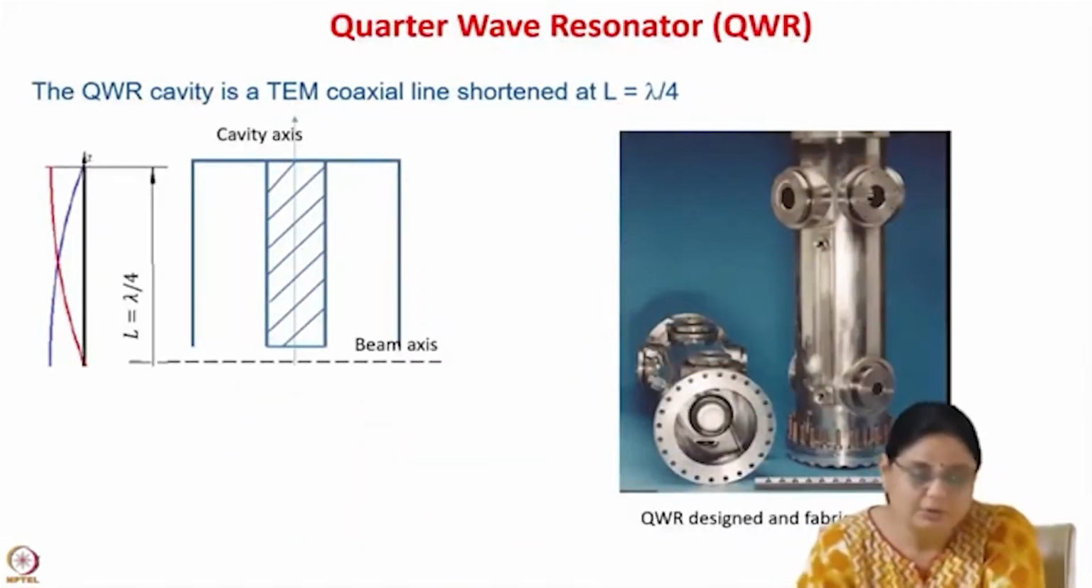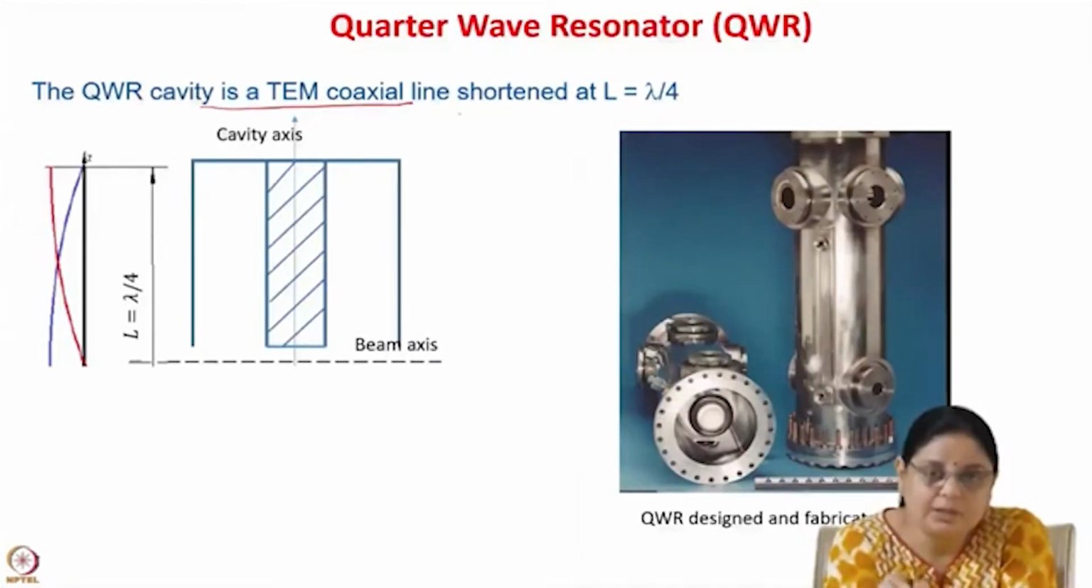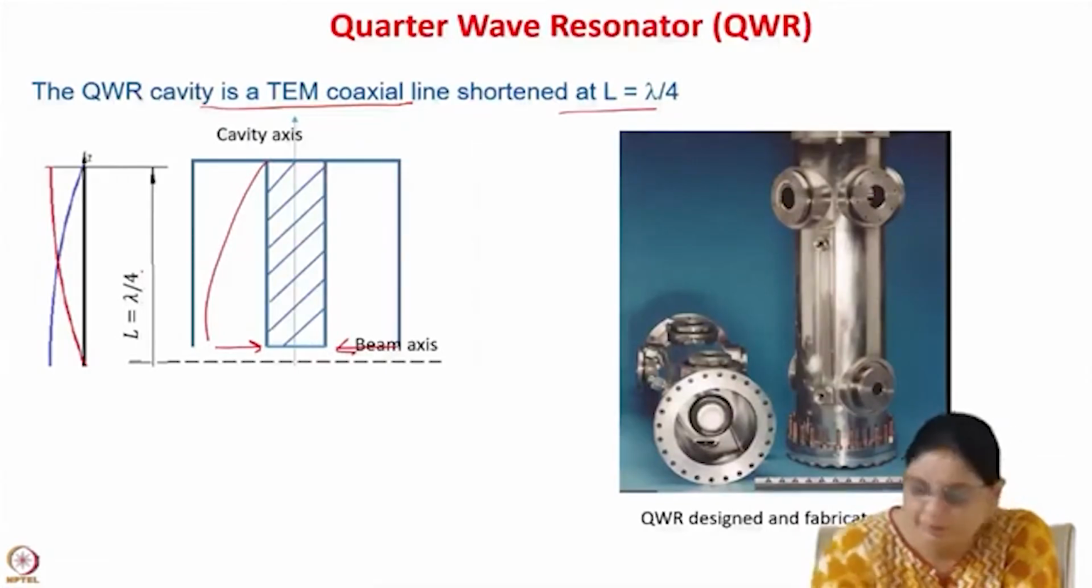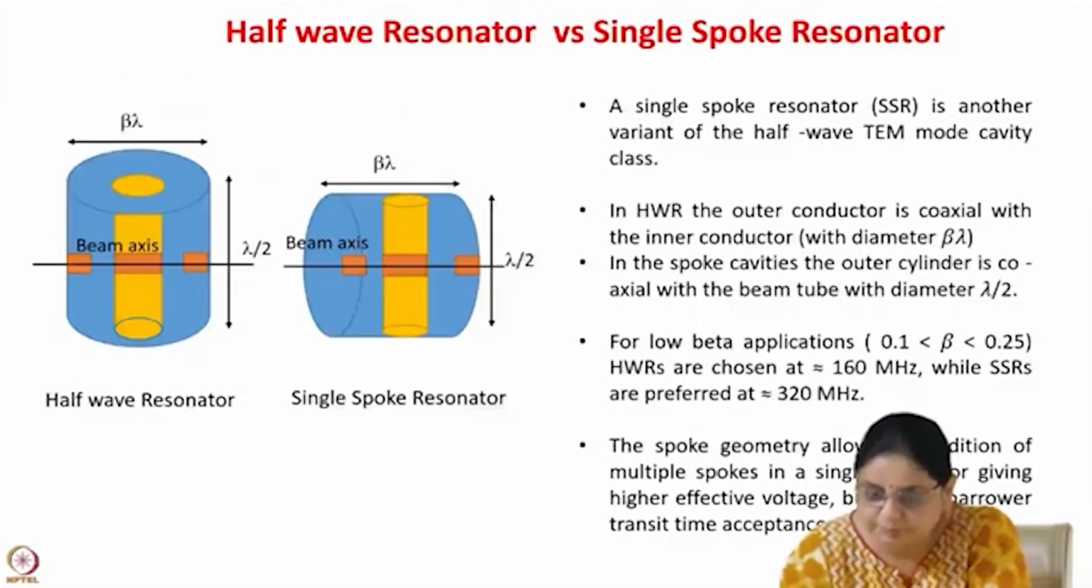Similarly, you can have a quarter-wave resonator. The quarter-wave resonator is a TEM coaxial line which is shortened at lambda by 4. So the field here will be like this. So you can see here and here. So L is equal to lambda by 4. This is the picture of the quarter wave resonator, and this is the hole for the beam to go through.